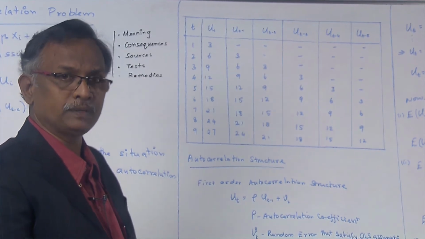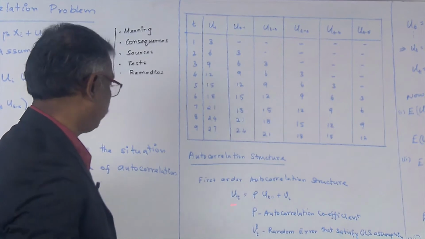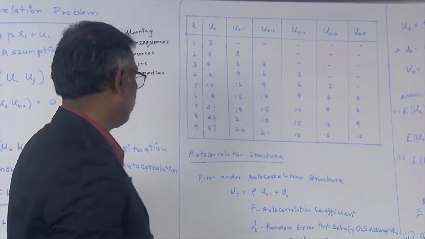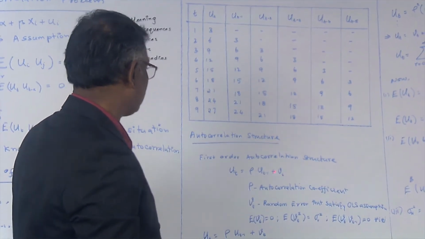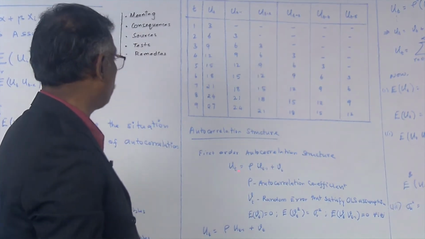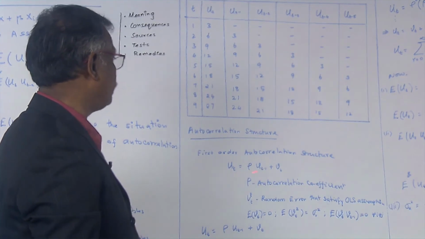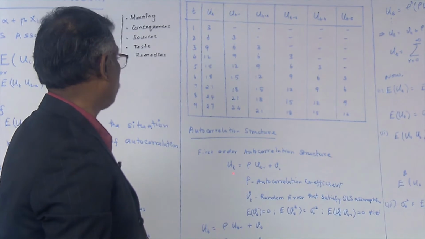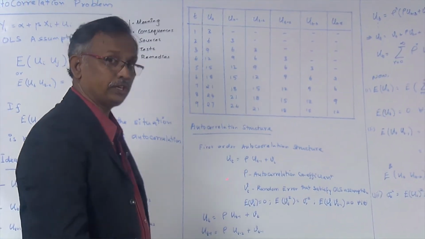That can be represented in a regression equation of this form: u_t equals rho u_{t-1} plus v_t. This is the simplest autocorrelation structure. We call it the first order autocorrelation because the lag between u_t and u_{t-1} is 1. If you define the autocorrelation between u_t and u_{t-2}, that is called a second order autocorrelation structure.